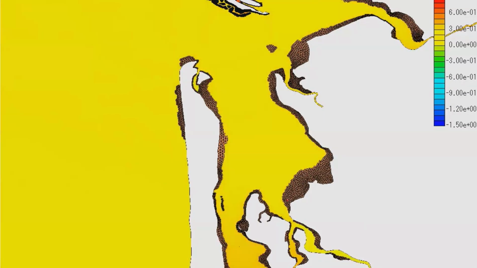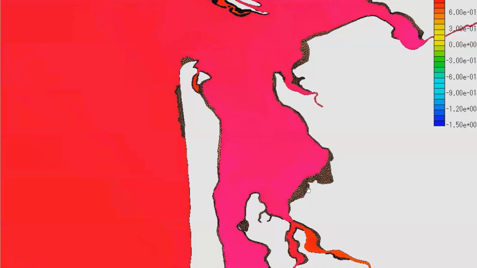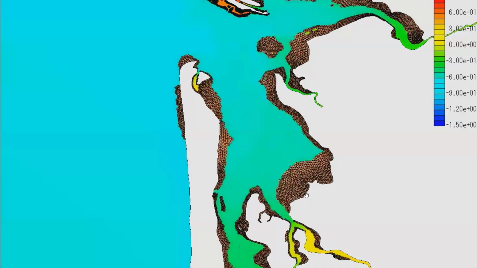And so you can see one of the complicated dynamics that we have to capture is this process of wetting and drying as the tide moves in and out, which can present challenges numerically.